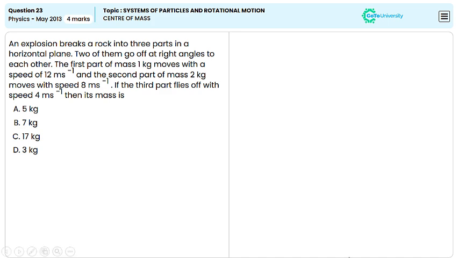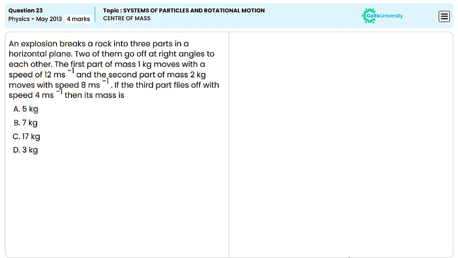To solve this problem, we need to apply the principle of conservation of momentum. Since the rock explodes, the total initial momentum of the rock was 0. Therefore, the vector sum of the momenta of the 3 pieces after the explosion must also be 0.